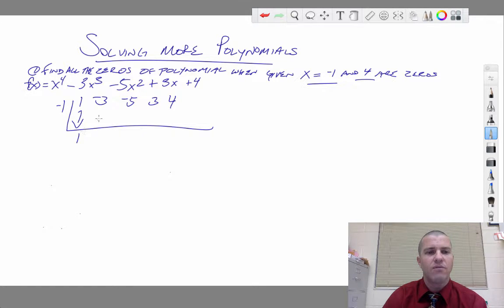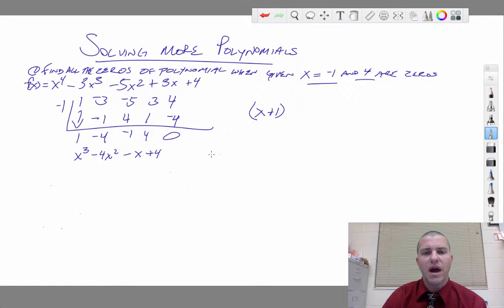I'm going to bring the 1 down. And I get the remainder of 0. So what I have left is this polynomial. So what I did is I really took this quartic polynomial and divided it by x plus 1. And what I was left with was x to the third minus 4x squared minus x plus 4.